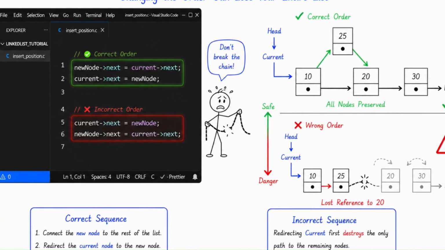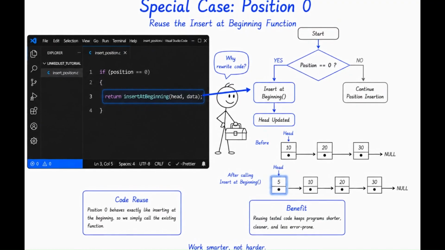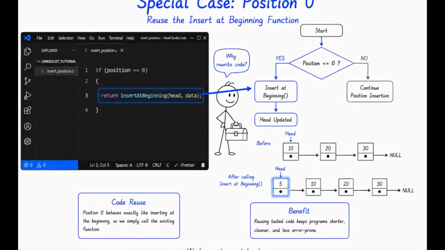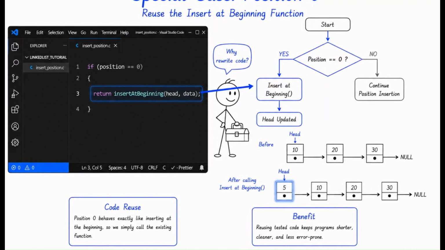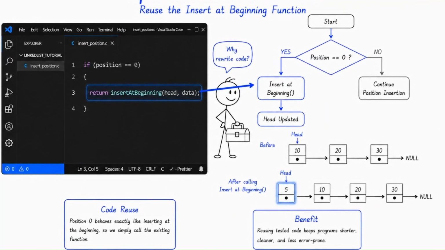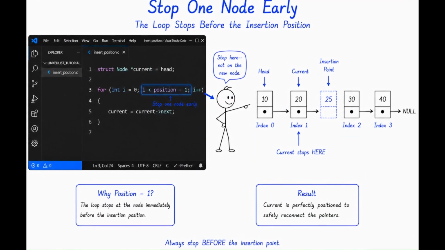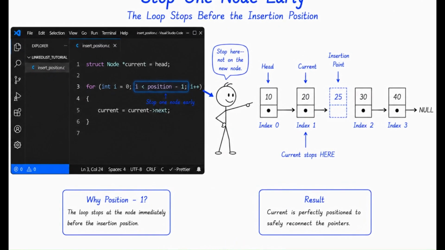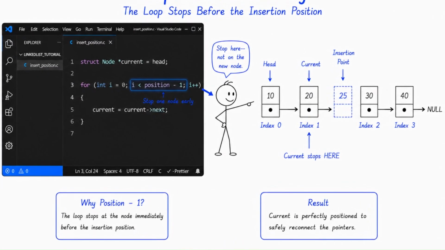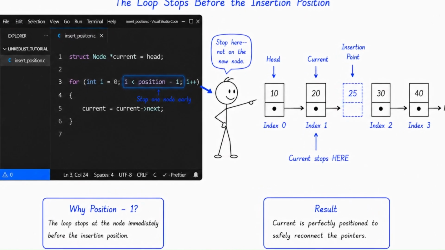Connect first, then rewire. Notice the pretty elegant index 0 fallback we have here. If the user asks to insert at position 0, we simply route the data to our existing insert at beginning function. I mean, work smarter, not harder, right? But down in the for loop, look at the condition, i less than position minus 1. We are deliberately stopping one step early. This ensures our current pointer lands on the node immediately before the insertion point.